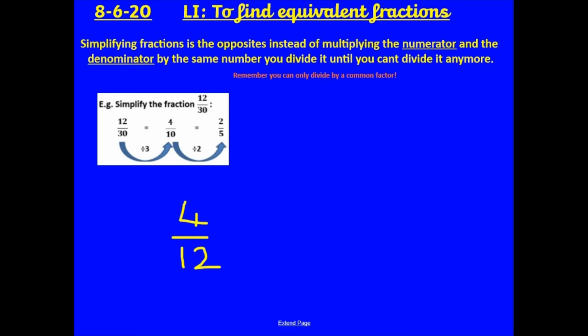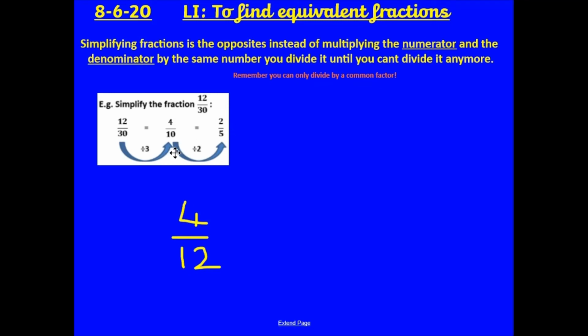Equivalent fractions help us to simplify because that's what you're doing. You're just finding the lowest common fraction. So simplifying fractions is the opposite. Instead of multiplying the numerator and denominator by the same number, you divide them until you cannot divide anymore. So, for example, if I had 12/30ths, both of these can be divided equally by 3, which will give me 4/10. I could still simplify that. 4/10 divided by 2 is equal to 2/5. So to simplify 12/30ths, the simplified fraction is 2/5.